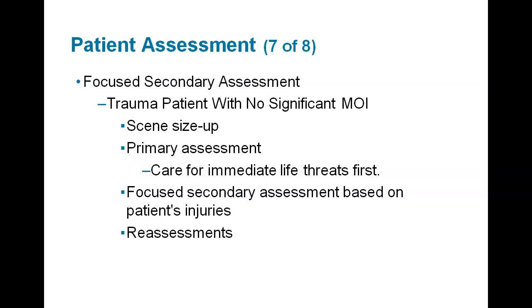Okay, so for a trauma patient who has no significant mechanism of injury, so mechanism of injury, another abbreviation is MOI. So you perform the scene size up, you would perform a primary assessment. You're going to see those two are what you do for like every single patient, no matter what. Once you have treated those, you are performing a focused secondary assessment based on the patient's injuries, and then you're going to reassess.